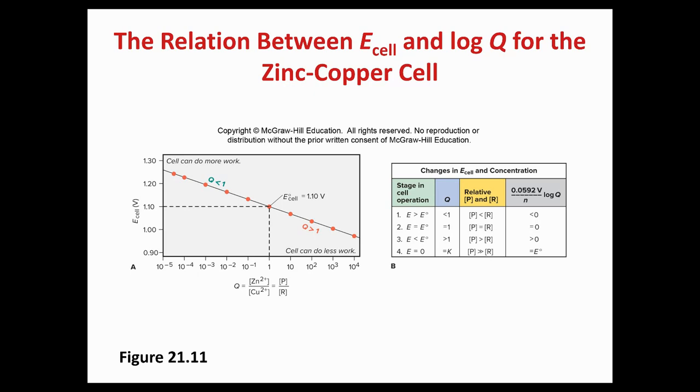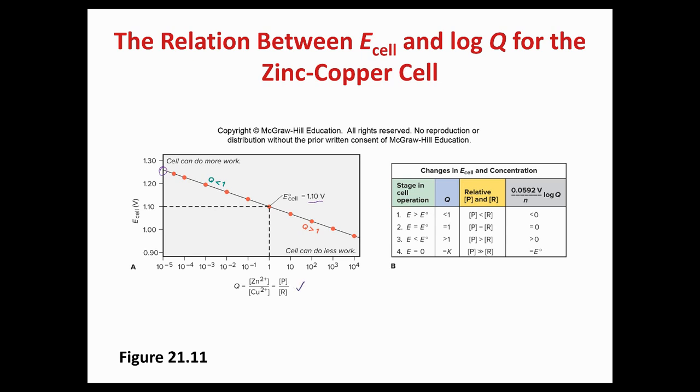So the relationship between E of cell and log of Q. So this is showing what I did on my little number line. You know, this one I keep drawing. This is a prettier one. You see how here at the beginning you have your maximum voltage for a cell. And then Q is less than 1, so E of cell is greater than E naught. Here's our E naught at 1.1 volts. And then below that, Q is greater than 1, so the cell can do less and less work. And here's our Q, the ratio of products over reactants.